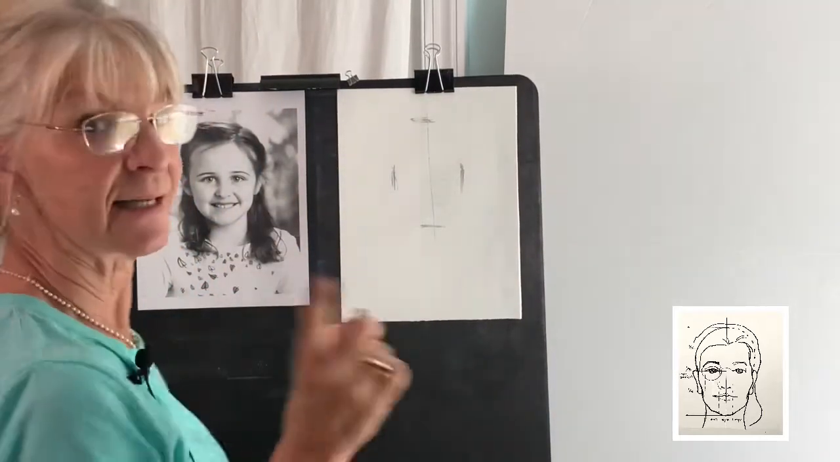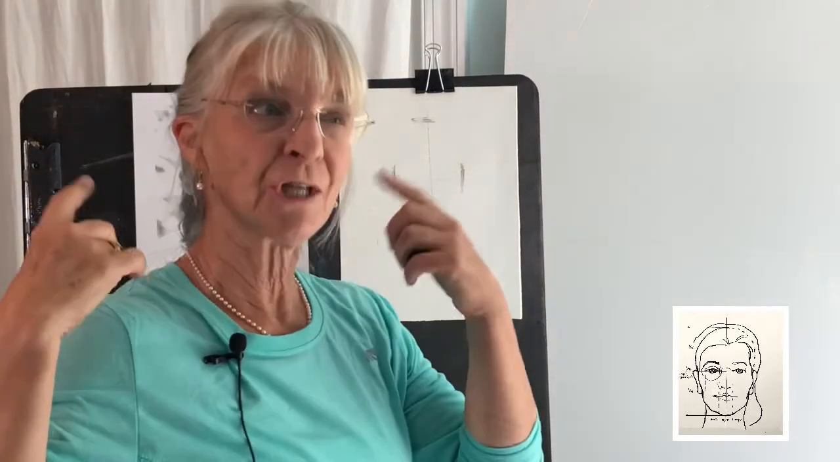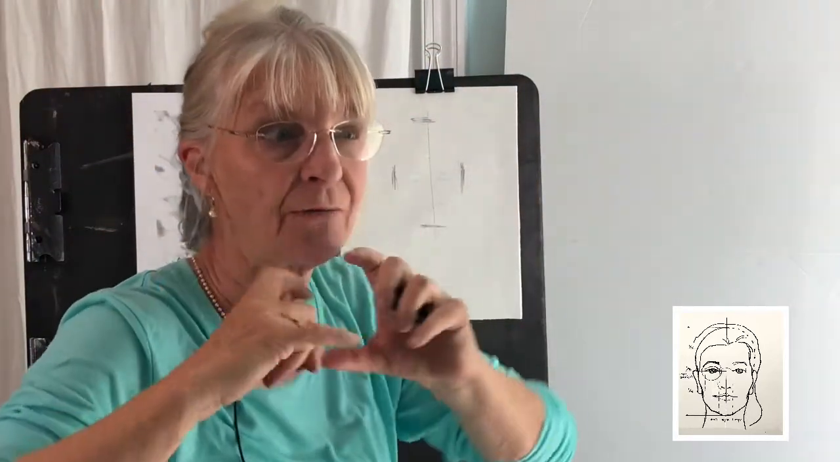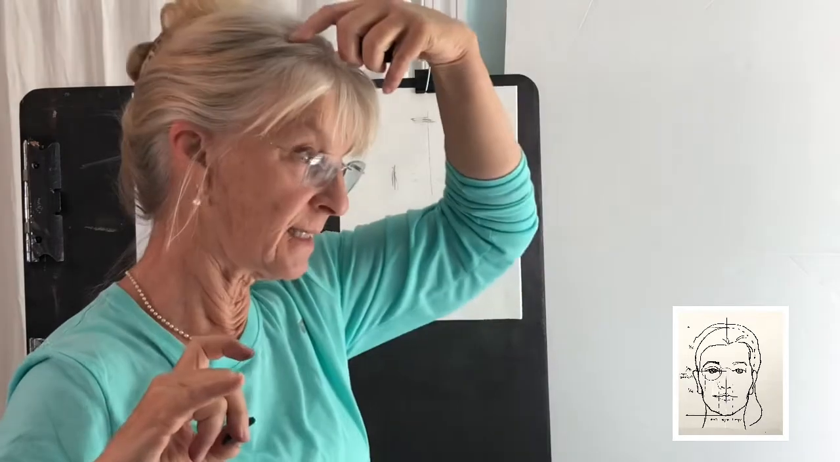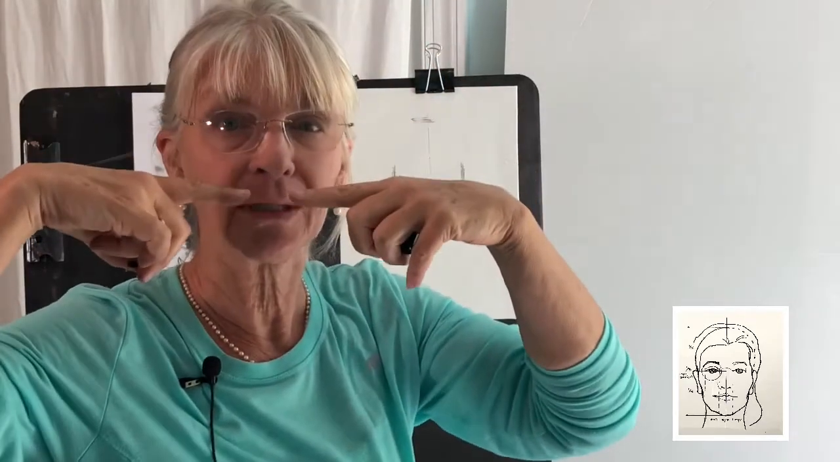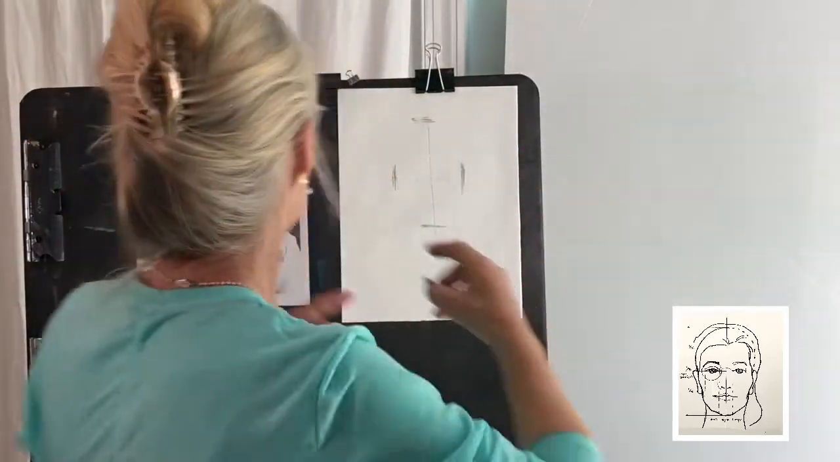But look at this. This is where it's interesting. When a baby is born, the cranium, the skull, is much bigger than the rest of the face, and then the rest of our face grows into that. This stays pretty much set. So a child's eyes are much further down because the size of the skull is larger.